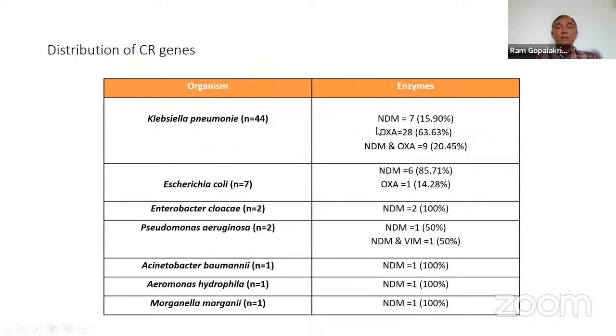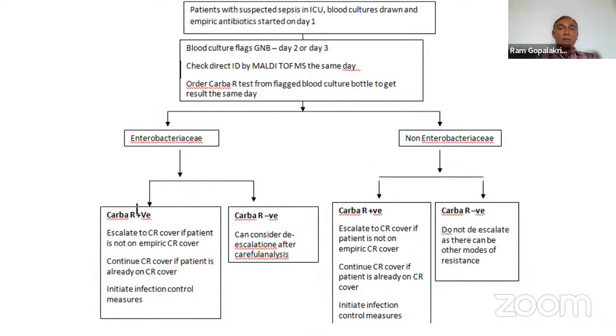And you can also look at the distribution of these enzymes. If it's Klebsiella, it was largely OXA. If it was E. coli, it was largely NDM. And obviously, there were mixed carbapenemase producers as well. Note that Pseudomonas and Acinetobacter would produce these enzymes, but they have multiple other mechanisms of resistance. So if you have a Pseudomonas that doesn't show these resistance genes, it doesn't mean it's sensitive. It could have a porin channel or an efflux pump that renders it resistant.